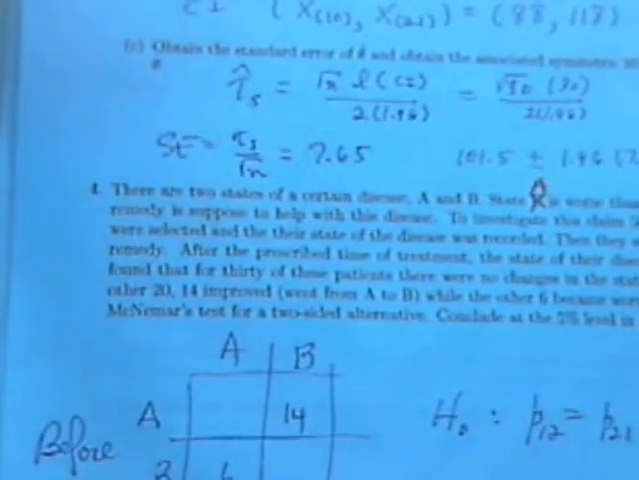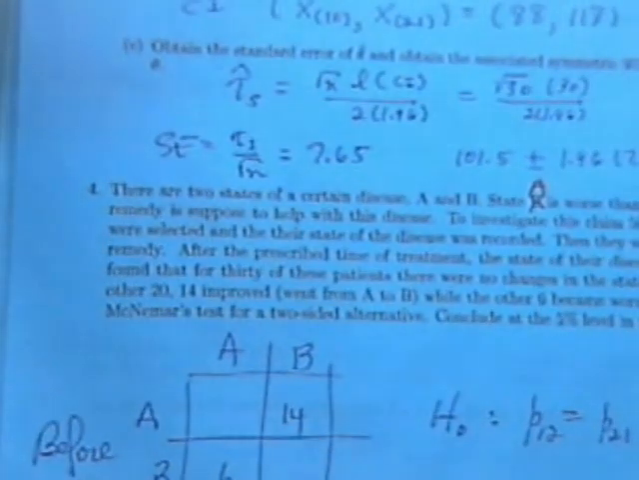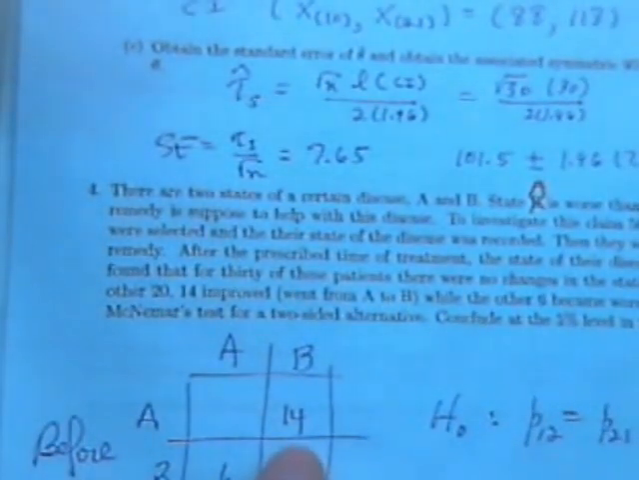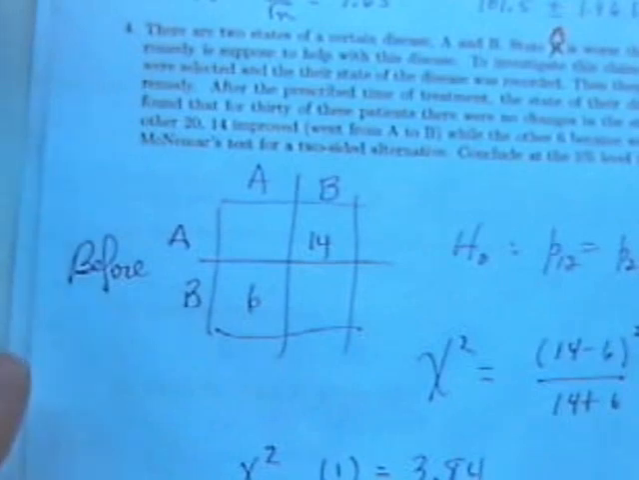I asked for a two-sided alternative. And then McNemar's test is the difference, right? Squared divided by the sum, 14 plus 6, the off diagonal. So it's 3.20. The critical value is 3.846. Any questions on that?